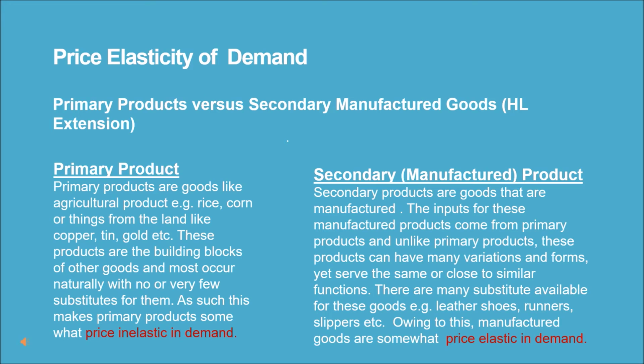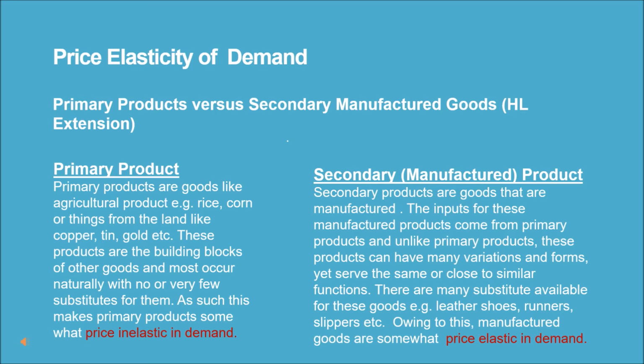Primary products versus secondary manufactured goods. HL extension. Primary product. Primary products are goods like agricultural products, for example rice, corn, or things from the land like copper, tin, gold, etc. These products are the building blocks of other goods and mostly occur naturally with no or very few substitutes for them. As such, this makes primary products somewhat price inelastic in demand.